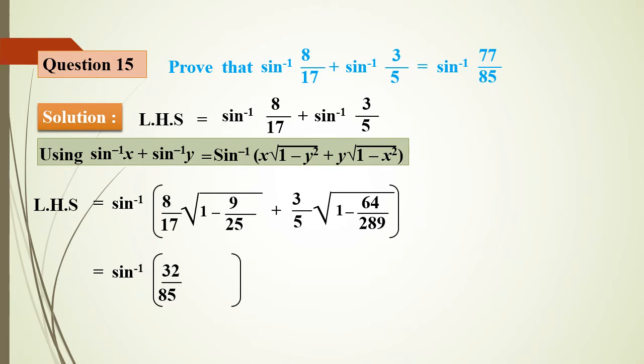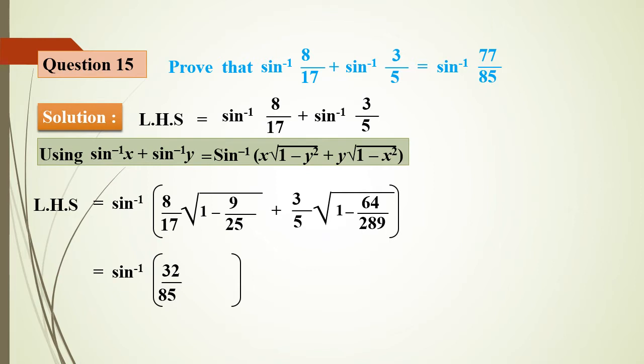Next, sine inverse of, you simplify the first term, 8 by 17 into root of 1 minus 9 by 25: 25 minus 9 is 16 by 25. 16 by 25, after taking it out of the root, will be 4 divided by 5. Next, 8 by 17 into 4 by 5, after simplifying this term you will get 32 divided by 85 plus 3 by 5, written as it is. Then find the LCM of the term within the root.